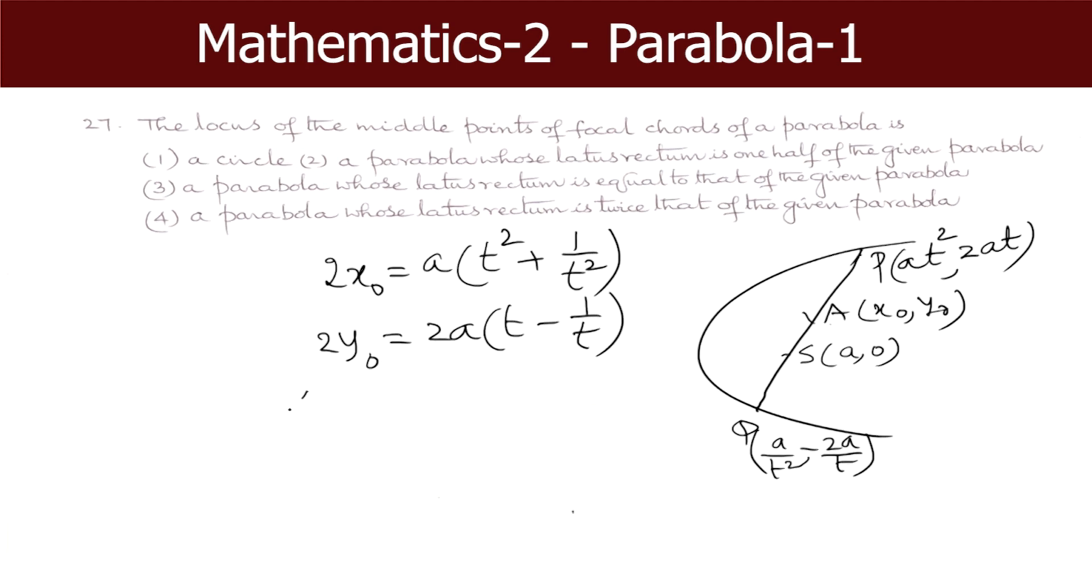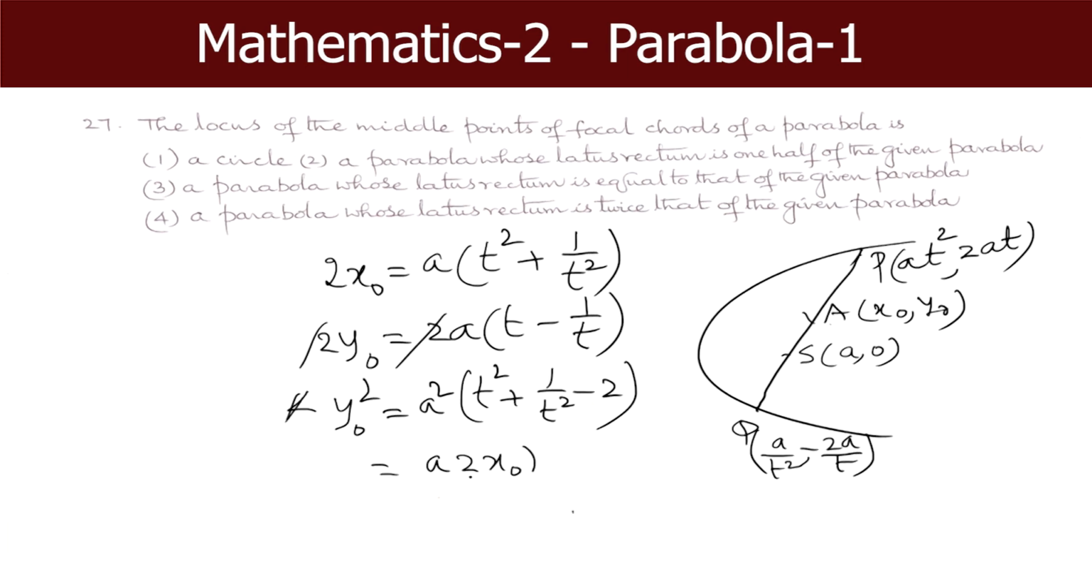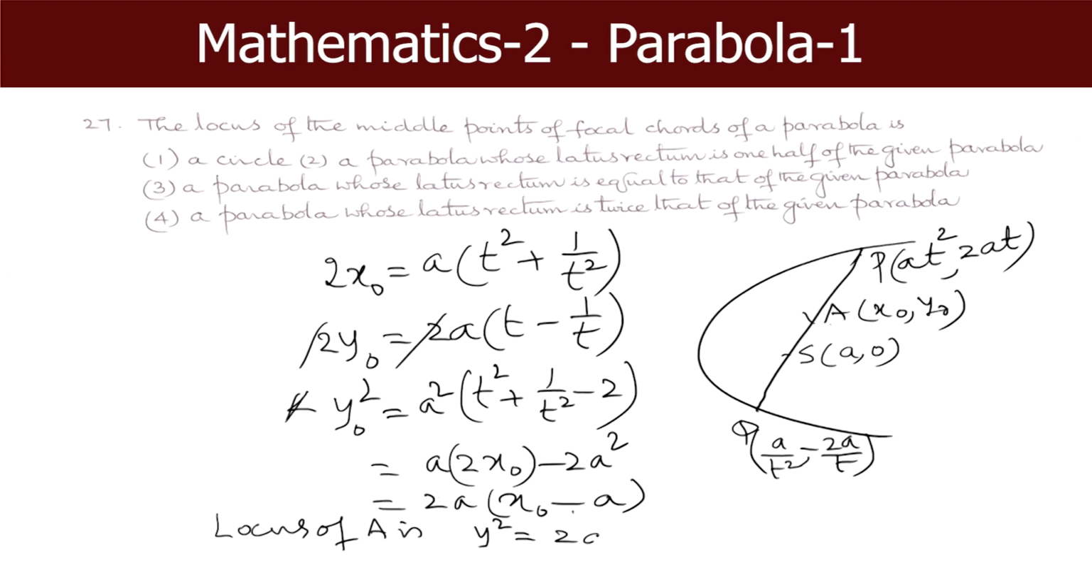Okay. So, 4y naught 2 can be cancelled. Y naught square equal to A square into t minus 1 by t whole square, t square plus 1 by t square minus 2, or A into t square plus 1 by t square is 2x naught minus 2A square, or 2A into x naught minus A. Therefore, locus of x naught y naught is the parabola y square equal to 2A times x minus A.